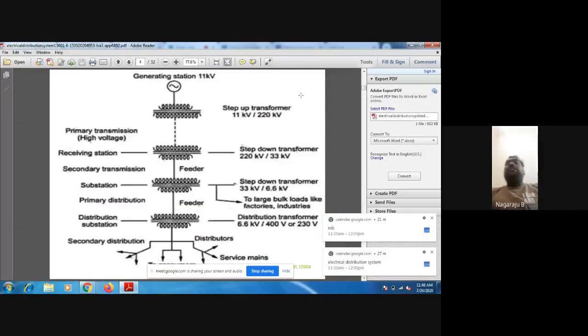So this is about the total power supply from the main generating station to the distribution system. This is about the main distribution system from the generating station to the loads. So we will have a generating station which produces 11 kV. The generating station rating is in megawatts, but if we convert that, we will have 11 kV.